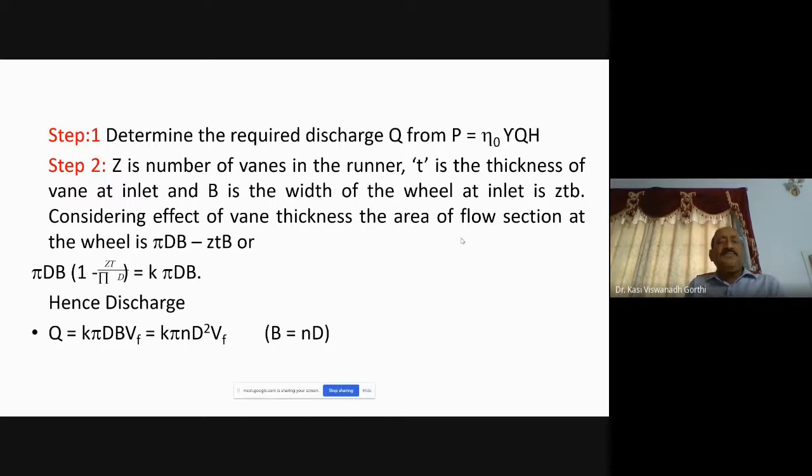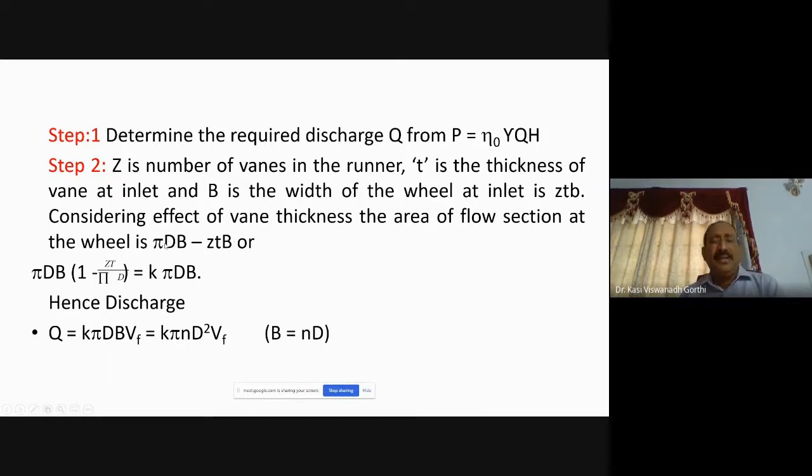Step 2, if Z is the number of vanes in the runner, T is the thickness of the vane at the inlet, and B is the width of the wheel at the inlet, then we have the total vane thickness which is blocked will be ZtB. Considering the effect of the vane thickness, the area of flow section would be pi dB minus ZtB. Please try to concentrate on this point again.